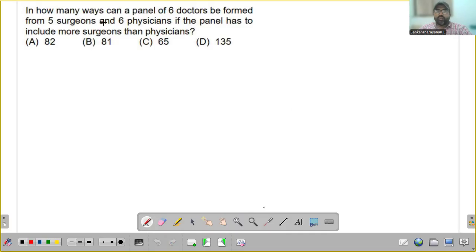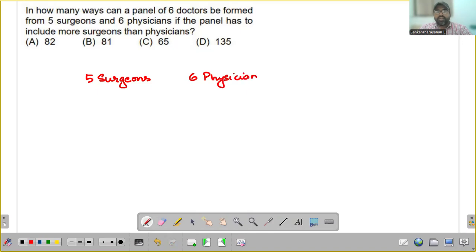Here it is given, in how many ways can a panel of 6 doctors be formed from 5 surgeons and 6 physicians if the panel has to include more number of surgeons than physicians? If you get questions of this type, the first thing you have to understand is the supply first. So we have got 5 surgeons and 6 physicians.